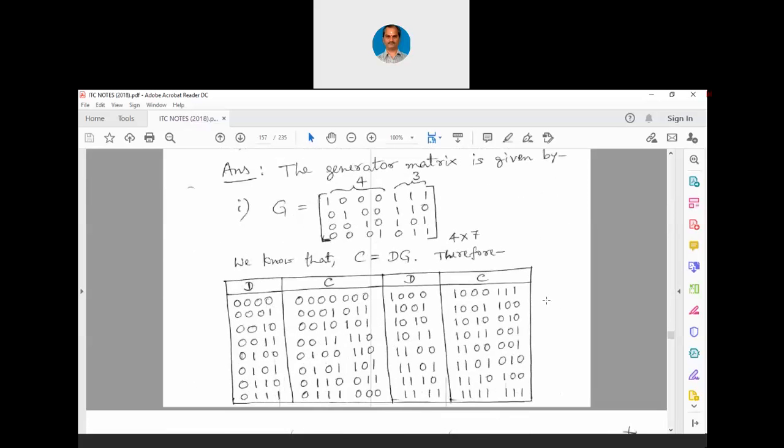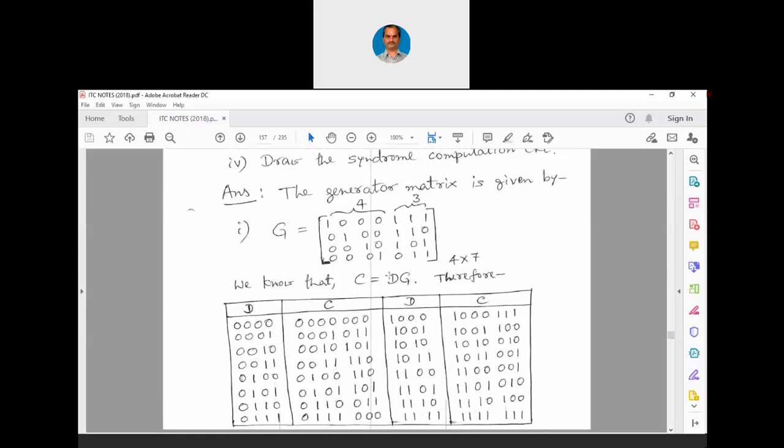So here, the identity matrix is 4 cross 4, and the parity matrix we are writing as it is here. That is anyhow 4 cross 3. 4 cross 4 and 4 cross 3. Naturally, it is 4 cross 7. So that is the generator matrix. Now what is that? C equals D into G. Data into generator matrix using the modulo 2 addition, not using the regular addition.